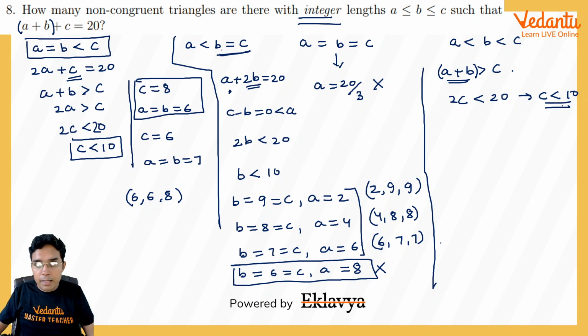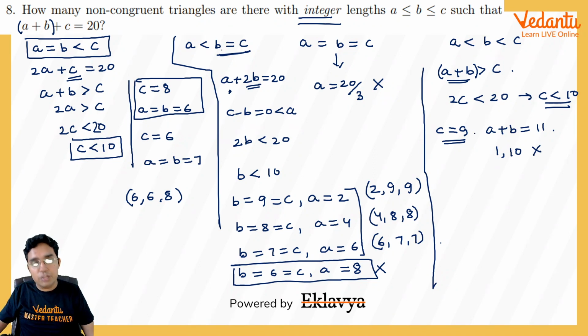Okay, and if that is so, let us start with C only. So if my C is less than 10, my value of C can be 9. In this case, A plus B will be equal to 11. So what are the possibilities? If I write A as the smallest possible value, A is 1, B is 10. But that should be rejected because in this case, B will become bigger than C.